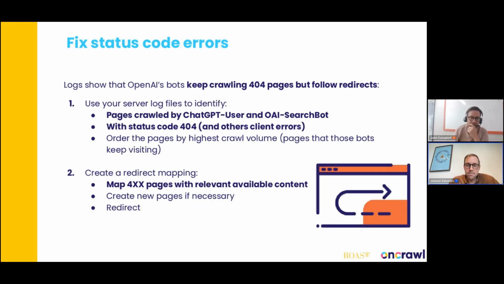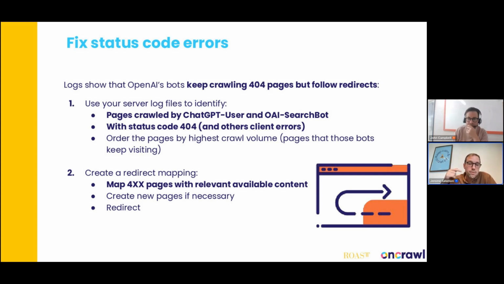Last time in the previous webinar, I mentioned that from what we see in our clients' data, OpenAI's bot keeps crawling 404s, but they also follow redirects. This is what we've been seeing in the data. So this opens up a quick win. What you can do is use your logs to identify the pages in 404 or other client server errors, and order them by highest crawling volume.